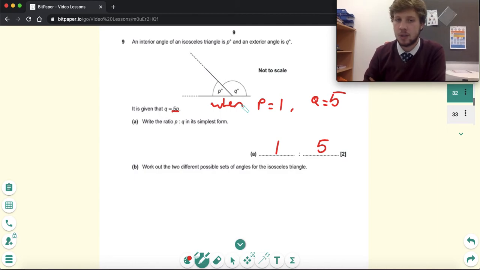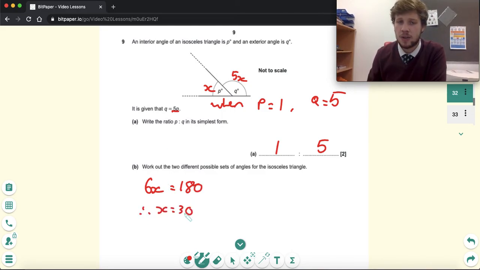It says work out the two different sets of possible angles for an isosceles triangle. So to do this, I'm going to set up my ratio where Q is going to be 5x and P is going to be x. So therefore, my whole angle, the whole thing, would be 6x. We know that's on a straight line, so that would be equal to 180. So therefore, x must be equal to 30.